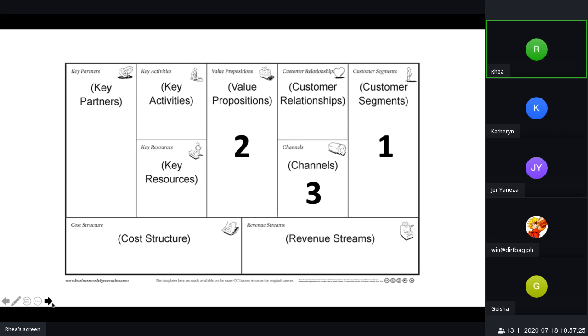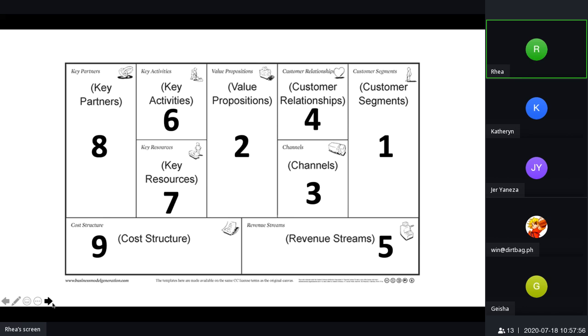The third one, after the value proposition, should be your channel. We will explain what channel is. The fourth one would be customer relationship. The next thing to do is revenue streams. Six would be your key activities in your business. Seven would be the key resources. Eight would be the key partners. And finally, the last one to do is your cost structure.